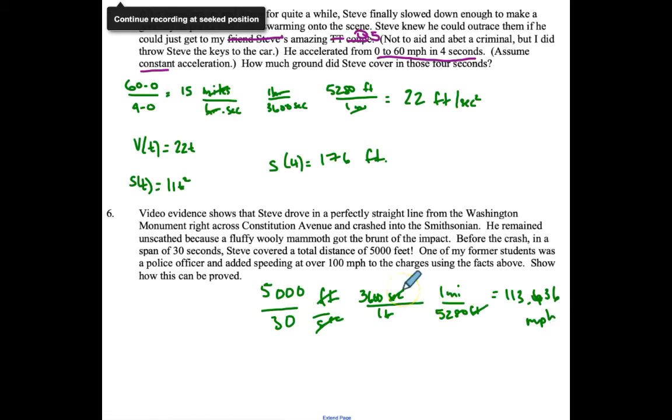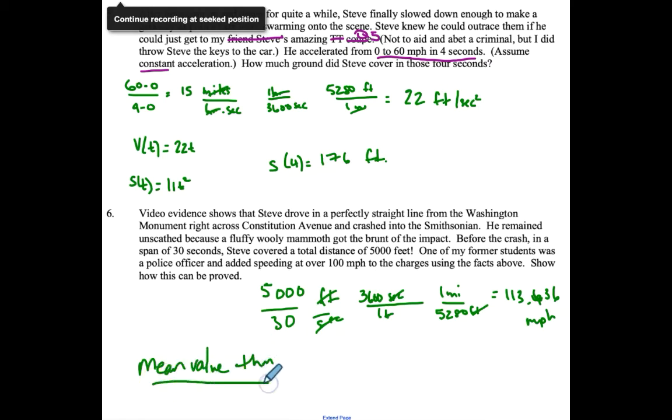Now, that doesn't tell me that he for sure went 113.636 miles per hour, or does it? What theorem do you know that can guarantee the existence of an instantaneous rate of change equal to this average rate of change at some point on an interval? That, my friends, is the mean value theorem, which you also learned back in Unit 3 when we were discussing the application of derivatives.